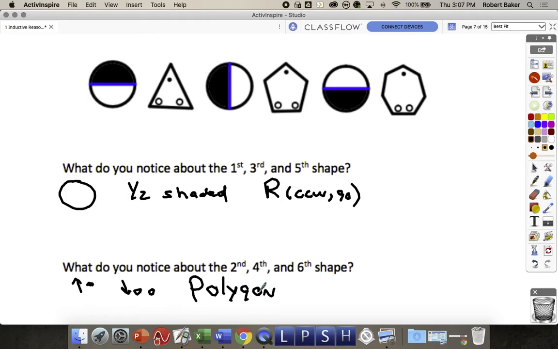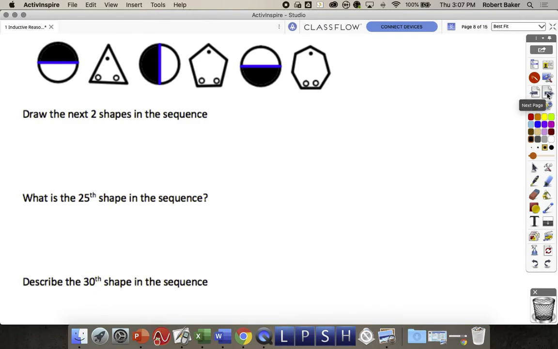So I'm going to flip pages, the pictures are going to stay there. Draw the next two shapes in the sequence. So what goes here? A circle with the black side to the right. Black side to the right? Yes. Is that going to do it for y'all? Okay with that? Yeah. Okay.